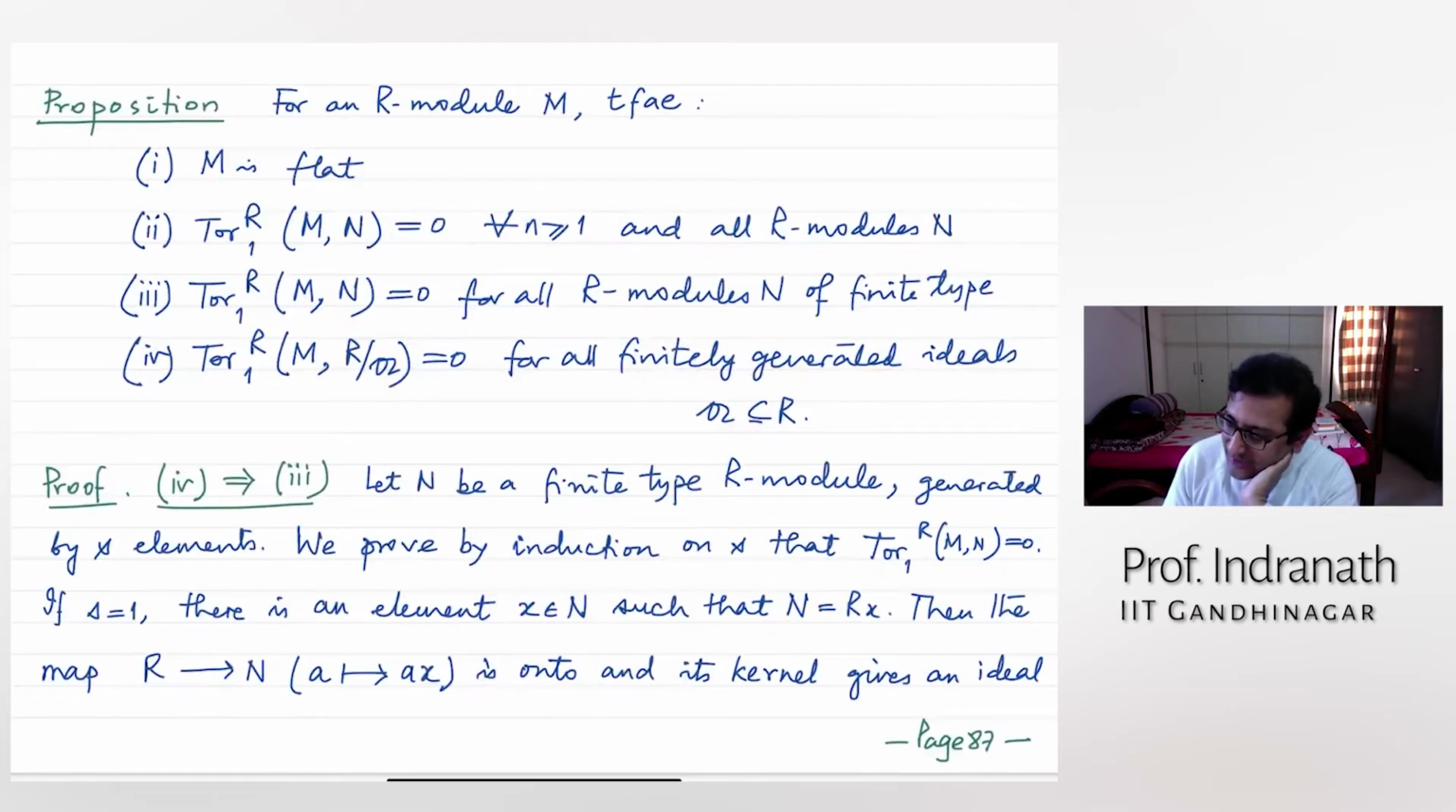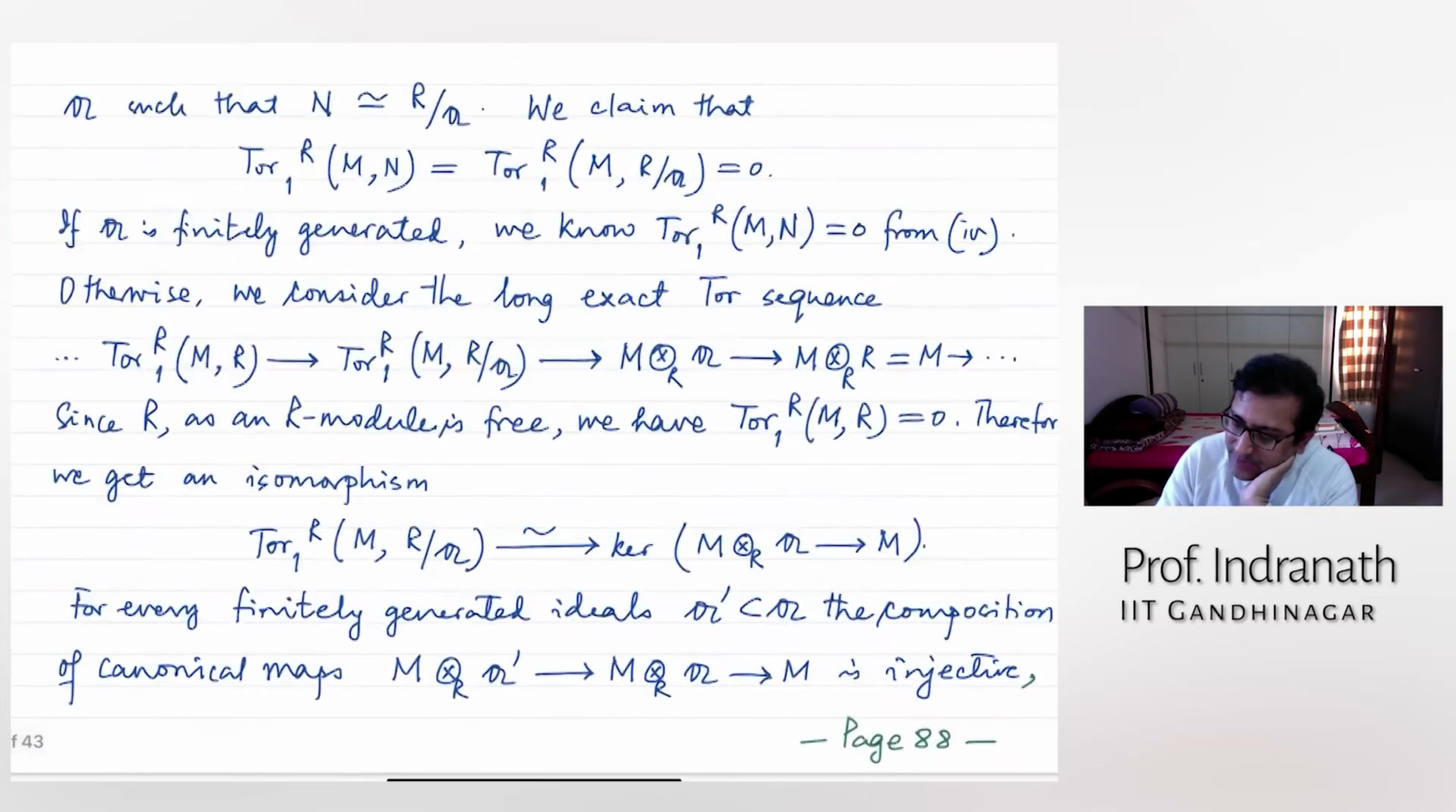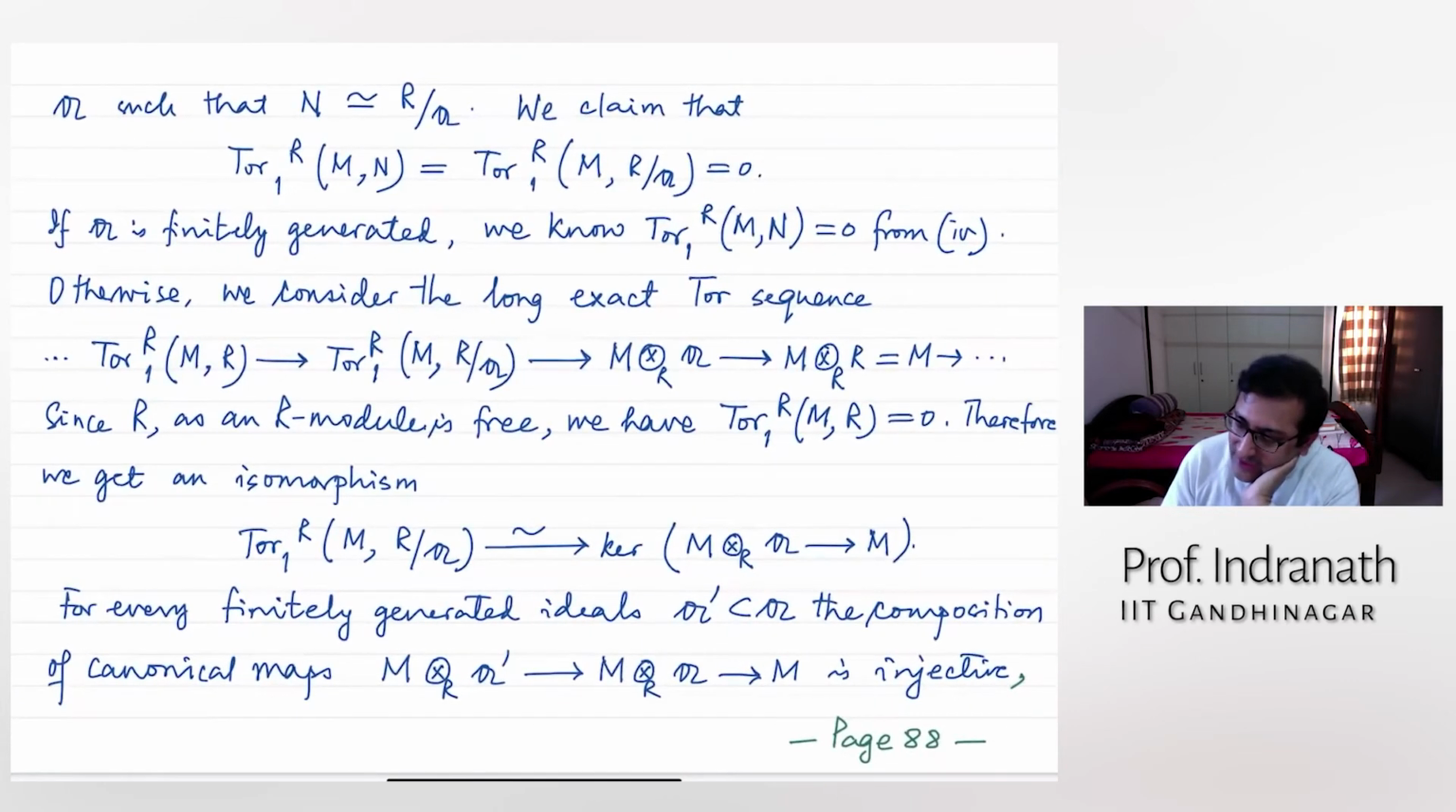Okay, so you start with a finitely generated module. In fact, we are proving it by induction. So that means we are assuming first that it is one generated. We have this canonical surjection, and then the kernel is A, but A need not be finitely generated. That's the whole idea. Now, how do you resolve this? You will work with this A, and take the long exact Tor sequence that you get by tensoring with M. This gives you this, and you know this is 0. So therefore you have the kernel. Now what I'm saying is, if you take any finitely generated ideal contained in A, then the composition of these canonical maps is injective. Why?